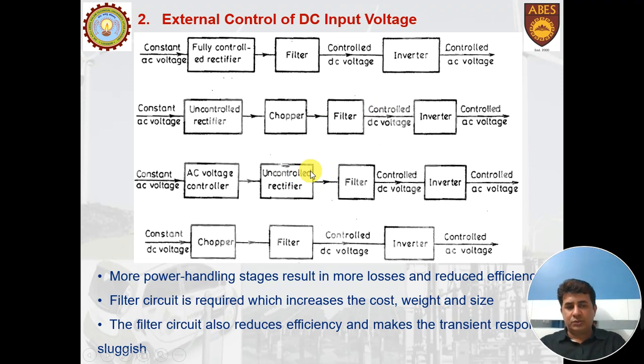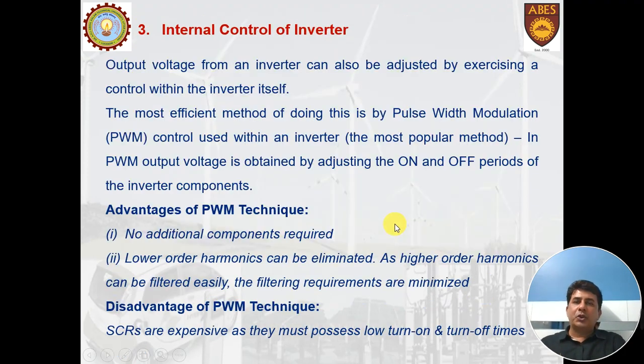These are not used. Now, what do we do actually? How do we control the output voltage? The output voltage is controlled by the internal control of the inverter. Now, what is this internal control? In internal control, we vary the width of the voltage that we are receiving through an inverter.